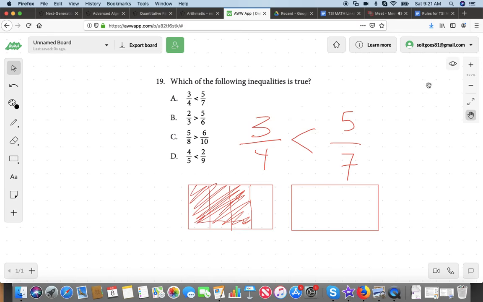And then 5/7. Ooh, this is going to be tricky. I'm going to try to divide this into 7 parts. This is an undertaking. Something like 1, 2, 3, 4. That's more like 6. Hold on. 1, 2, 3, 4, 5, 6, 7. Okay, something like that. And then 5/7 is going to be something like this.